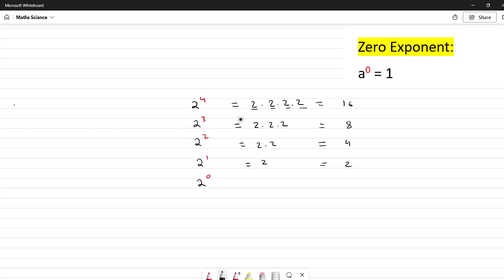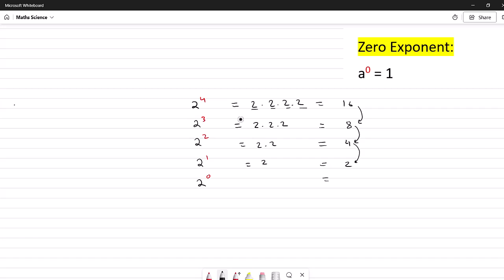Now see, there's a pattern here. We have 16, and then we have 8 here, we have 4 here, and then we have 2 here. So every time the exponent goes down for the same base, we just divide this number by the base. So 16 divided by 2 is 8, and then 8 divided by 2, since we are going from 3 to 2, we divide it again by 2, we get 4. And then going from 2 to 1, we divide by 2 again, we get 2.